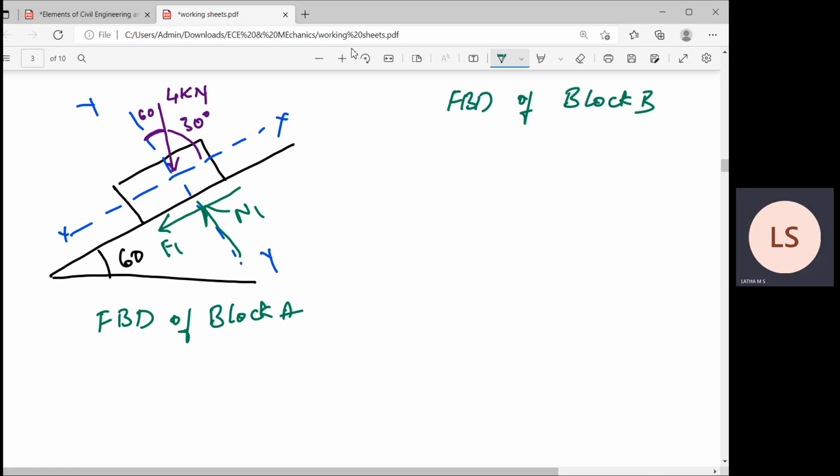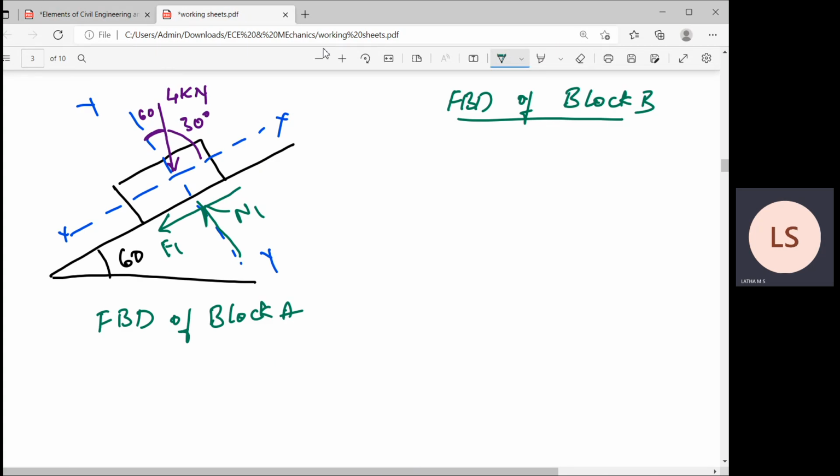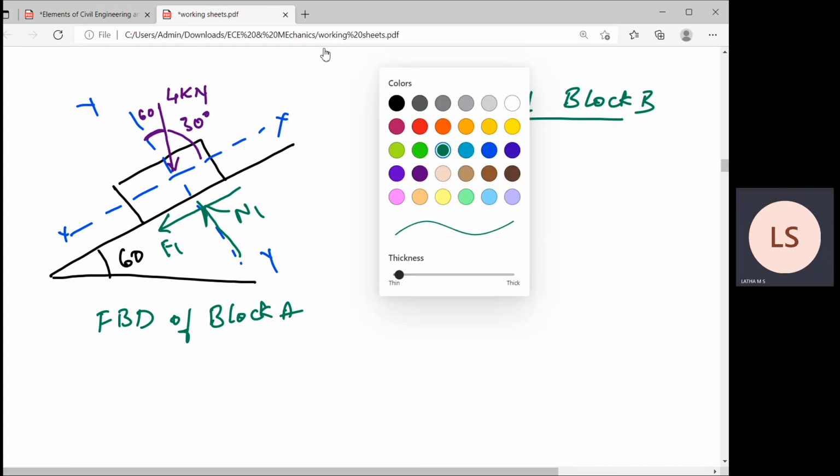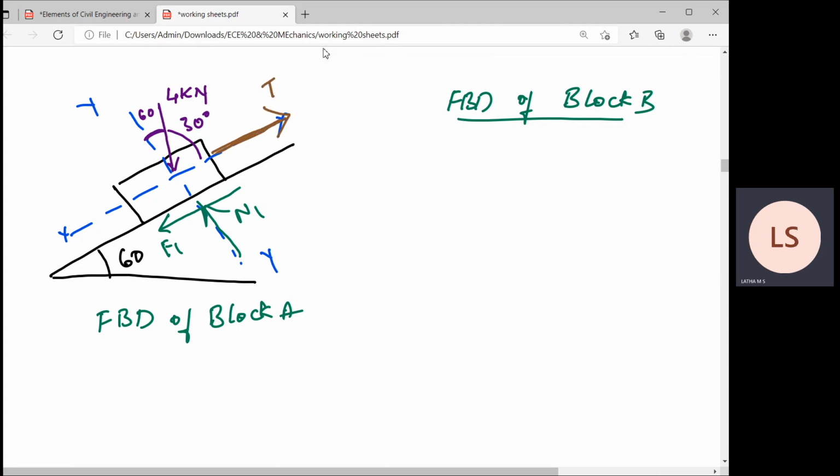A very important thing I forgot to write here: because the blocks are being attached by a string, there's a tension in the member. So there's a tension in the member. I'll be showing the tension in this direction as T.